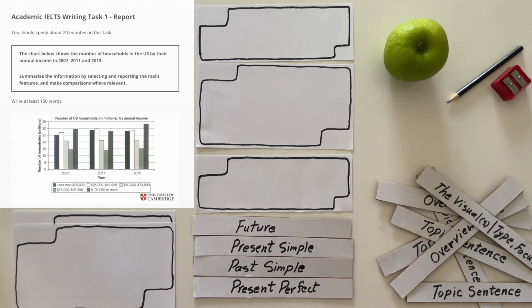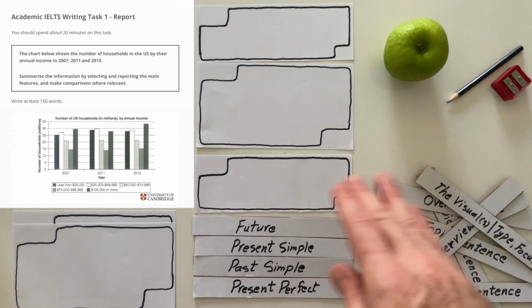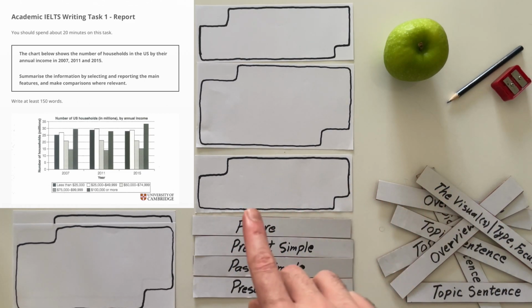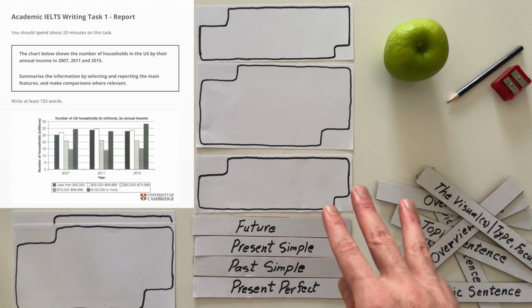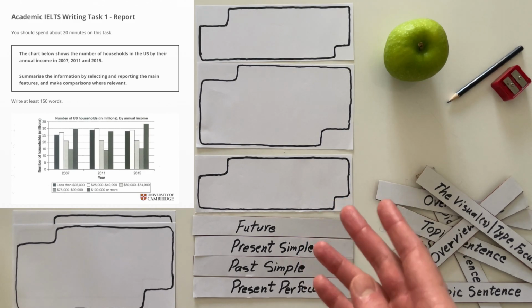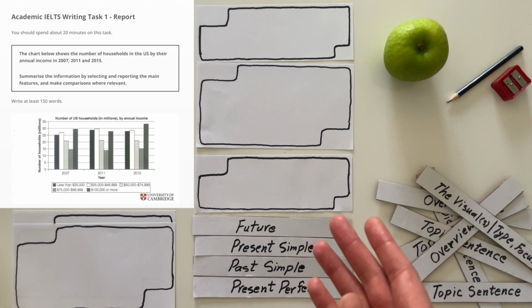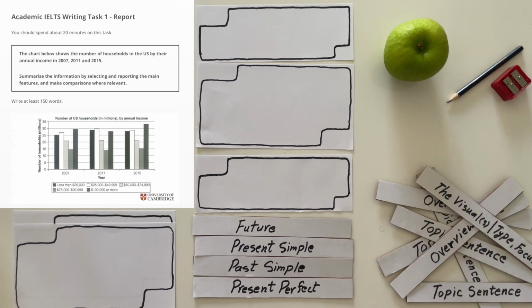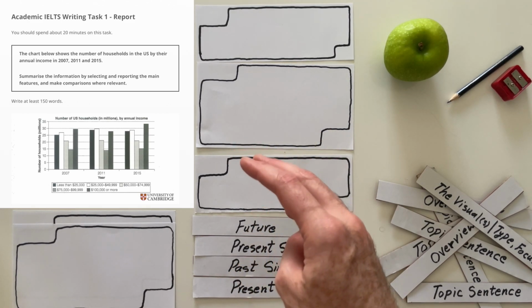It's a bar chart, and on the horizontal line I can see years, only 3 years, 2007, 11, and 15. On the vertical line I can see some numbers, and they are numbers of households in millions. So for example, 25 means 25 million US households. All right. And it says their annual income. So where is this dollar sign?